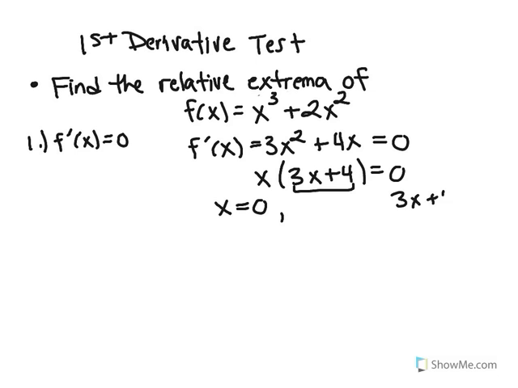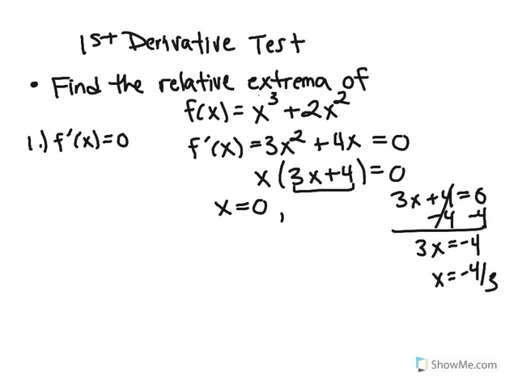Let me do this over here. So subtract 4 from both sides. And that gives me 3x equals negative 4. So x equals negative 4/3 is another value. So here's what we're going to do to use our first derivative test. The second thing is set up your test. And this is how I do it. If you think that you can find a better way of doing this, or if you see another way of doing this on the internet or YouTube, by all means please use it.